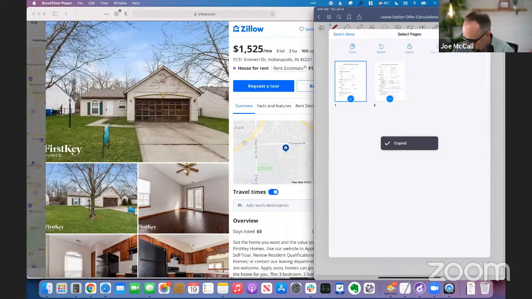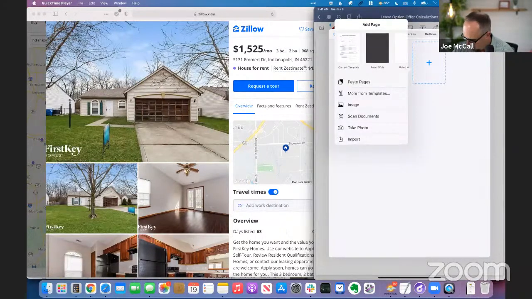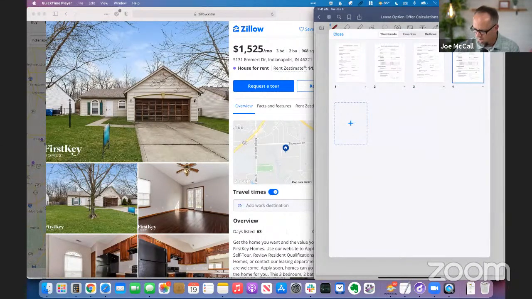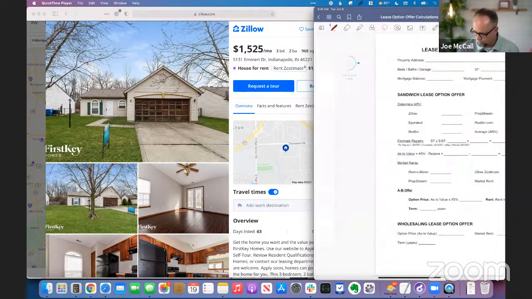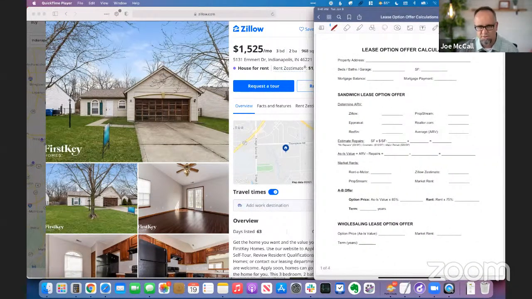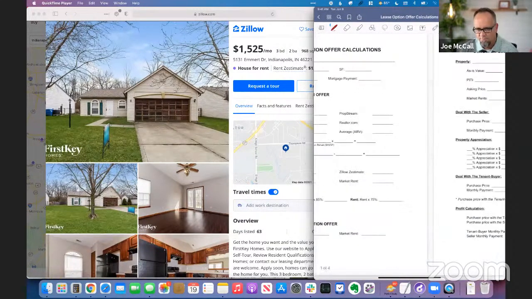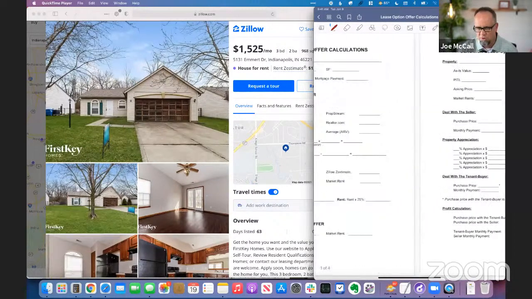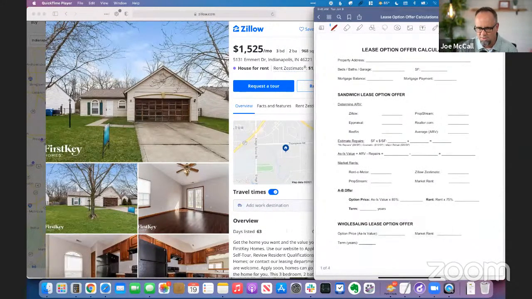I'm going to copy, paste. Okay. So what I have here, I have this sheet here is what I use to help calculate my offers. And this one is what I use to evaluate my offers. So if this is too small, let me know if you guys can see me.